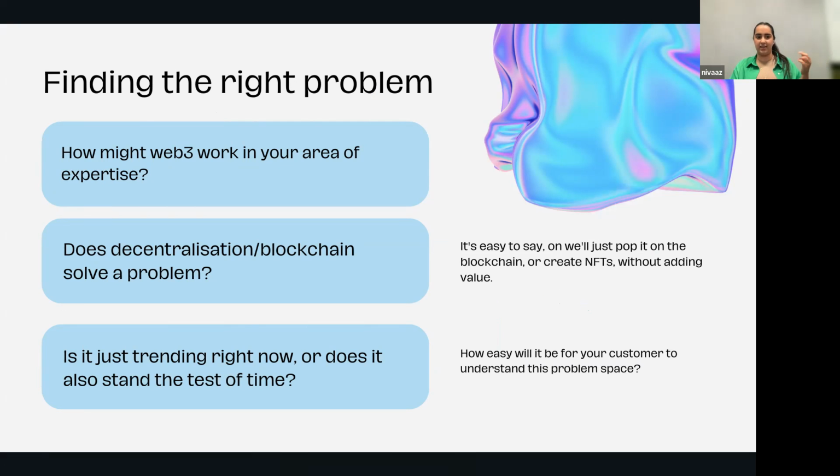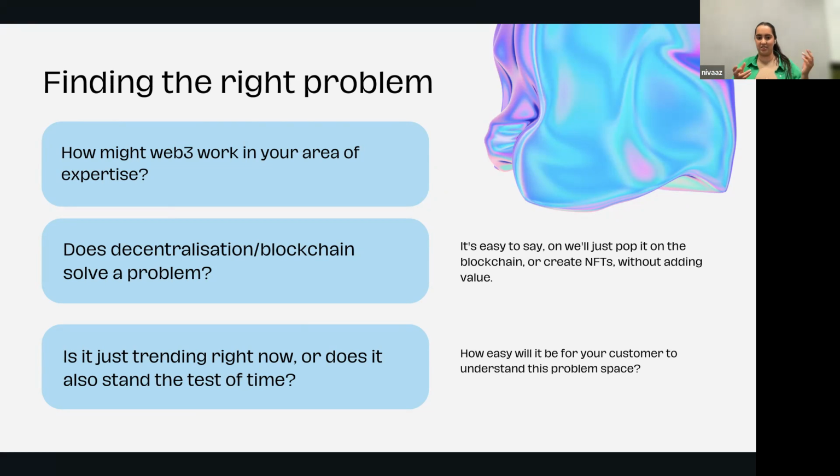The second bit is, does decentralization, blockchain, or Web3 actually solve a problem? Sometimes it's really easy to say, oh, we'll chuck this solution on the blockchain, but it doesn't really add any value or any additional functionality, and the Web2 solution did just as well. So think about whether it even makes sense to put it on the chain. Does it have a 10-fold increase in value? That's really important to consider.